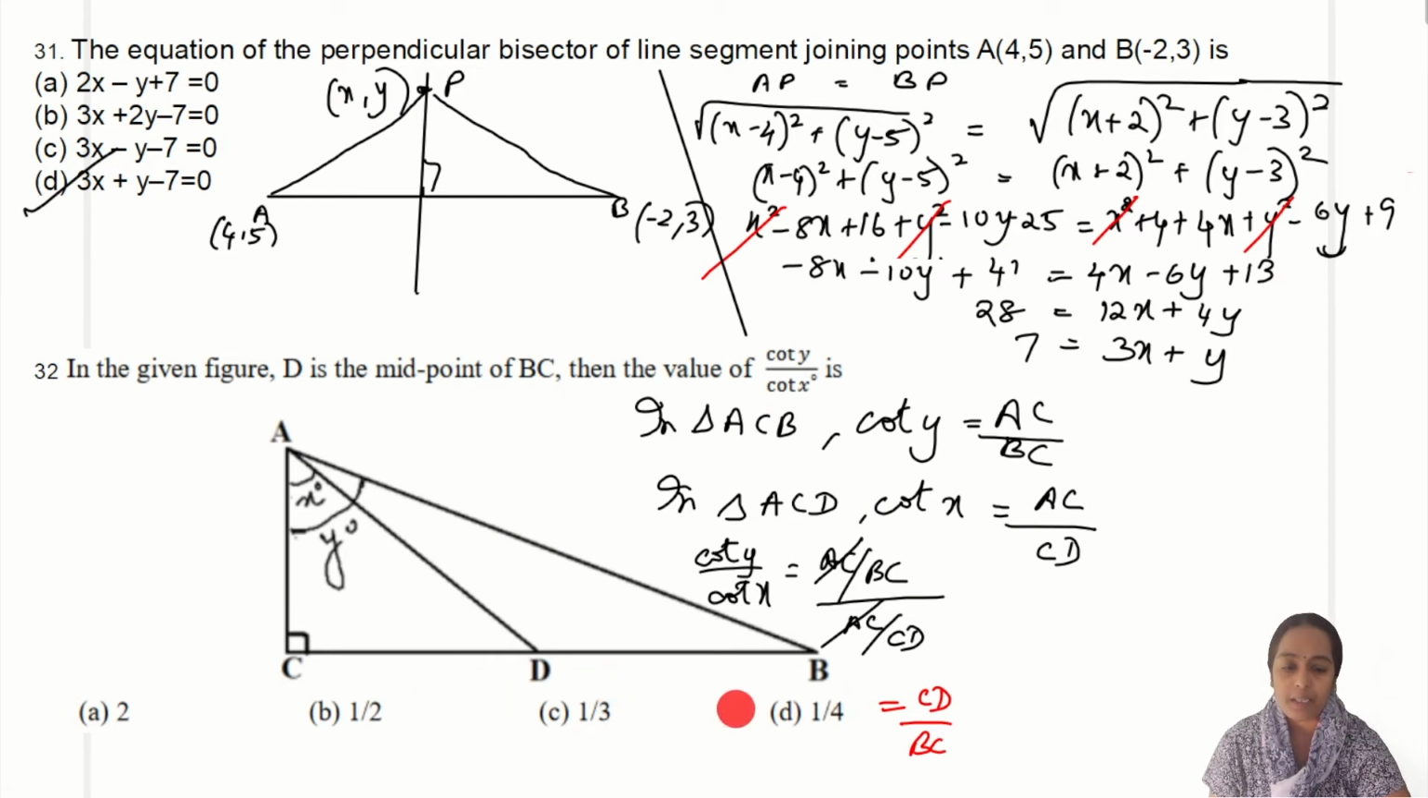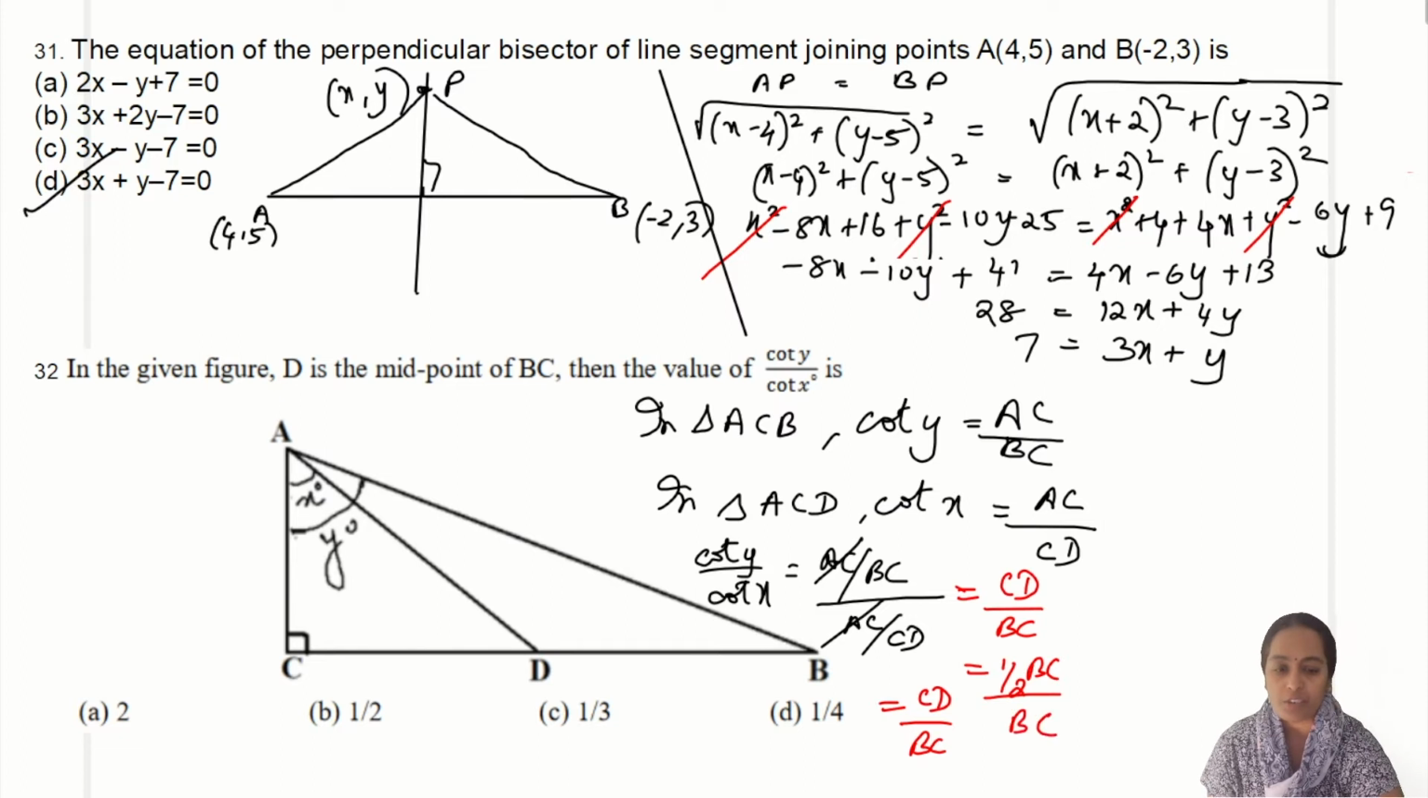So it is going to be CD by BC, and CD is half of BC. Half of BC by BC. So the answer is going to be what, children? BC will get cancelled. Half will be the answer. Cot y divided by cot x is going to be 1 by 2. Option B. So now let's go to the next question, children.